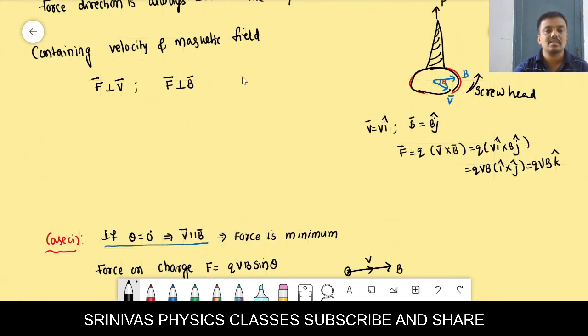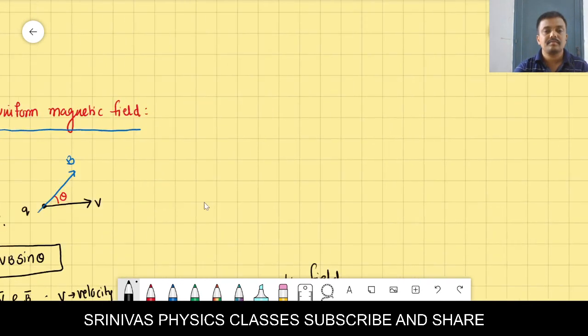Let's go for the next concept, case 3. Case 1, case 2, case 3. Case 1 and 2 are completed. Case 3 we will discuss and then we will close today's lecture. Case 3 is that the charge is thrown.